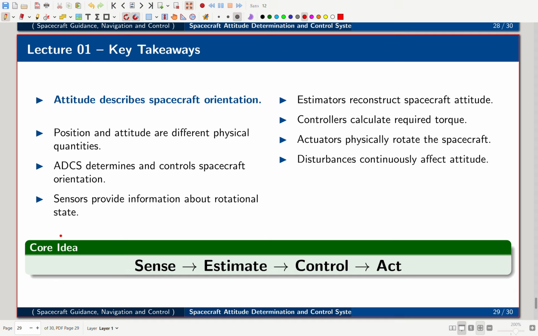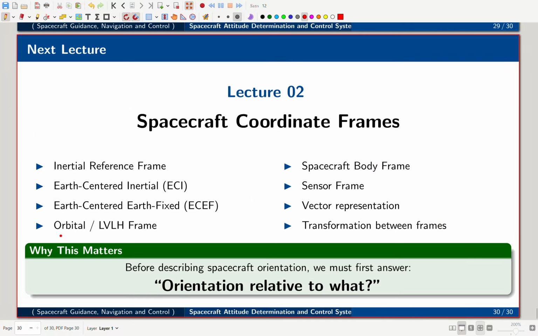So to recap what we understood till now: attitude describes spacecraft orientation, right? And position and attitude are different physical quantities. ADCS determines and controls spacecraft orientation. Sensors provide information about the rotational state. Estimators construct the spacecraft attitude. Controllers calculate the required torque. Actuators physically rotate the spacecraft. Disturbances continuously affect attitude. So the core actions are estimate, control and actuate, right?